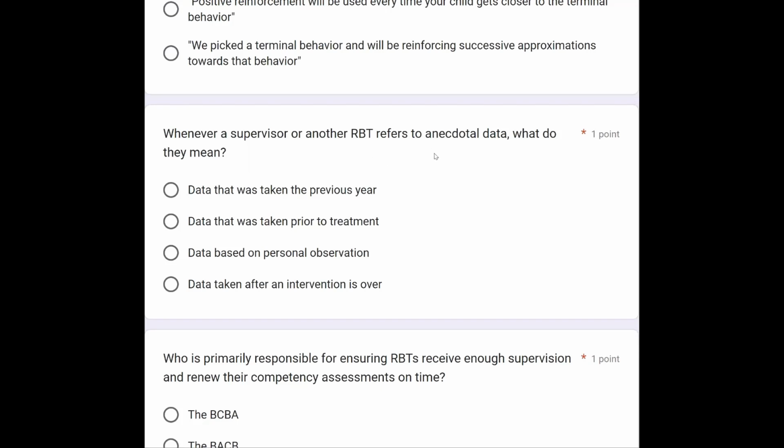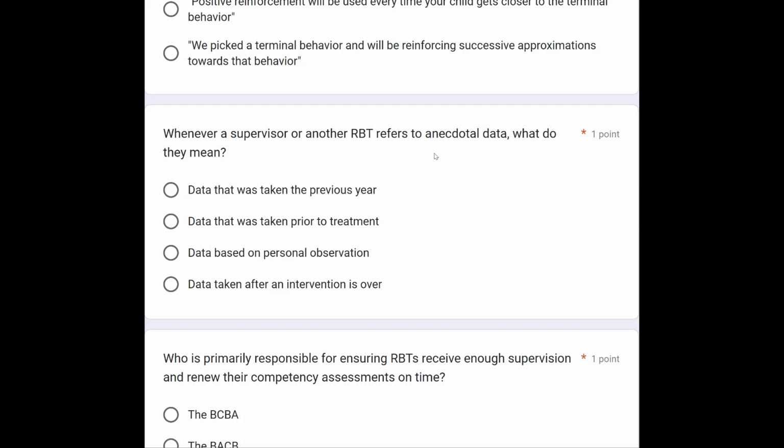A, data that was taken the previous year. Well, maybe, but anecdotal data isn't really taken, right? It's more of an observation and an opinion. B, data that was taken prior to treatment. Again, anecdotal data is not really necessarily tracked and taken, right? Unless you're writing it down, and even then, it's not very scientific. Anecdotal data is really based on personal observation. So no matter if you write it down, if you don't write it down, however you remember it, however you don't remember it, it's really just based on personal observation. It's not all that useful.